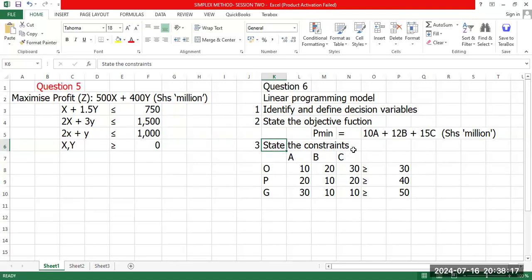So based on our information, since your objective function is defined in terms of A, B, C, your decision variables can also be A, B, and C.